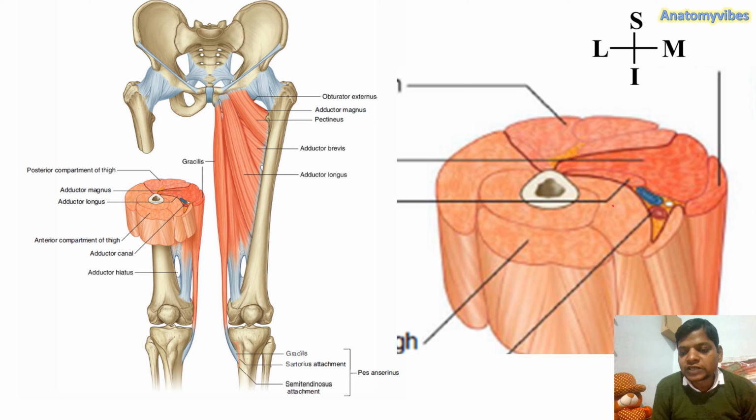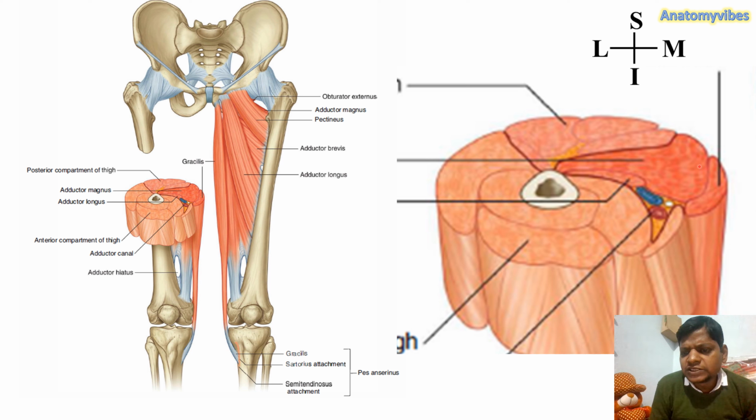So this is vastus medialis, just anterior and lateral to the sartorius here. This position is anterolateral as compared to sartorius. So this is the vastus medialis. Now posteriorly you can see these two muscles.